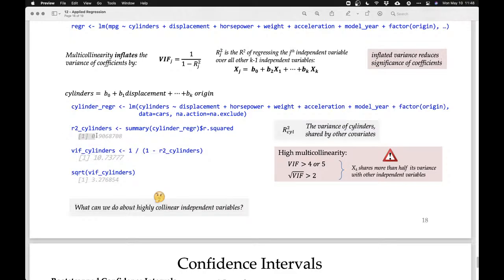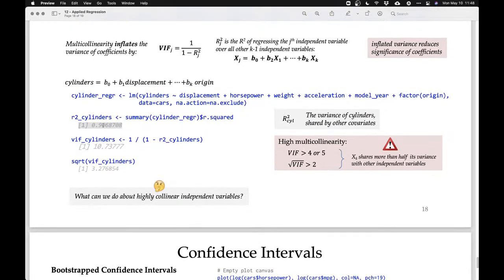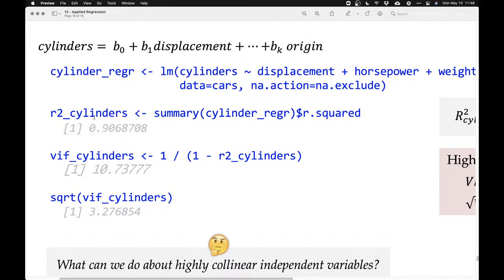The R square of this regression of an independent variable over the other independent variables tells you how strongly the cylinders variable is explained by the other independent variables. So this R squared itself already has an interesting meaning. And by doing 1 over 1 minus it, we get this metric.